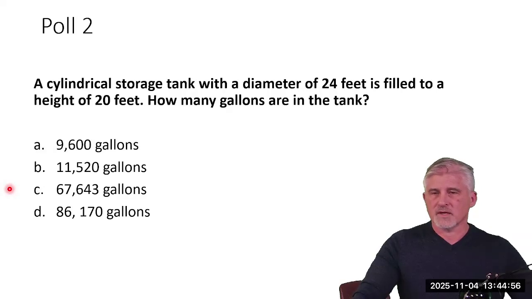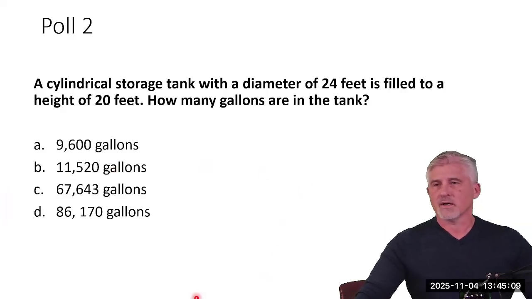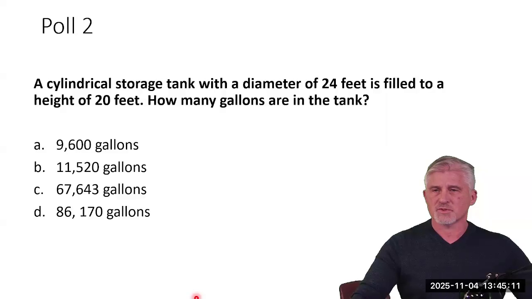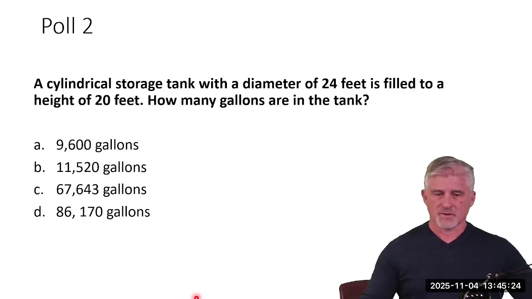All right, we've got a good deal of our responses in. And timer's up. Share the results. We had 86% say C, 67,643 gallons, 8% for B, 3% for A, and 2% for D.